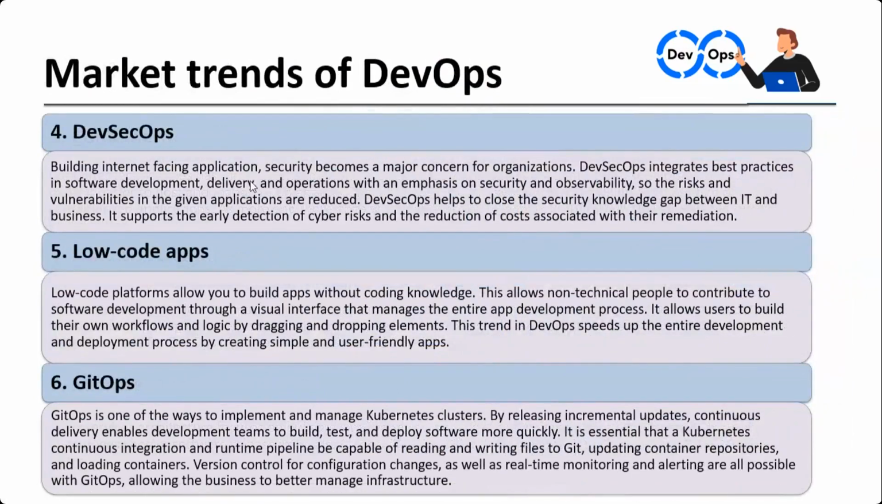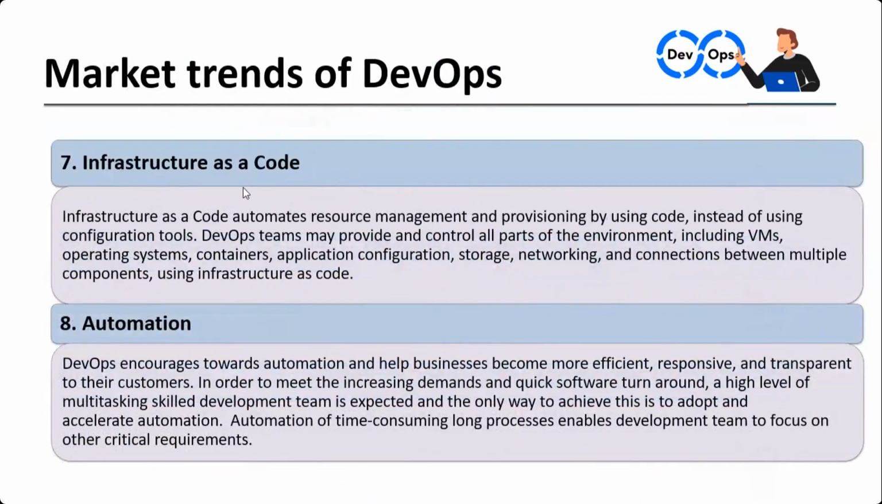DevSecOps, low-code applications, GitOps. Most famous would be Kubernetes, established by Google. And infrastructure as code, IaC, and automation, the term automation.